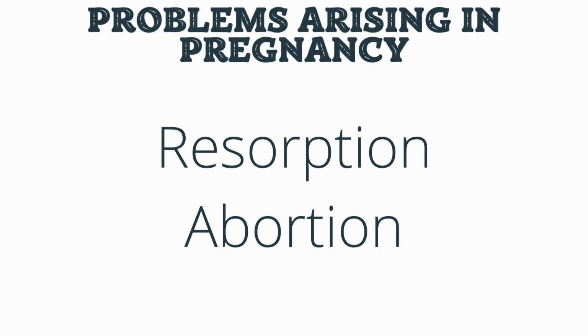Now, abortion is similar to miscarriage, which occurs in human beings. So, if you are aware of human reproduction, then you'll be aware that one of the problems that can arise in the pregnancy of human beings is miscarriage. But with animals, we don't say it's miscarriage, we say it's abortion, right? So abortion will occur if the fetus dies and then is expelled through the vagina, right?